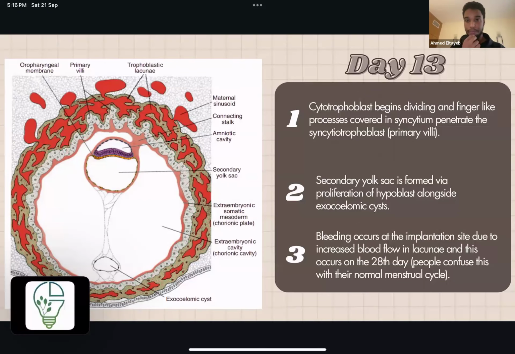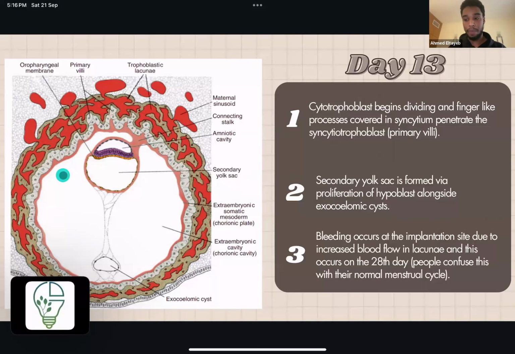Now, day 13. Day 13, the cytotrophoblast starts dividing even more, okay? It starts penetrating the syncytiotrophoblast, and it's covered in syncytium, okay? These finger-like processes, we call them primary villi. Now, primary villi are important for the formation of the placenta. So this is the beginning of the formation of the placenta, but you don't need to worry about it in this lecture. You start to see more blood flowing into the lacunae.